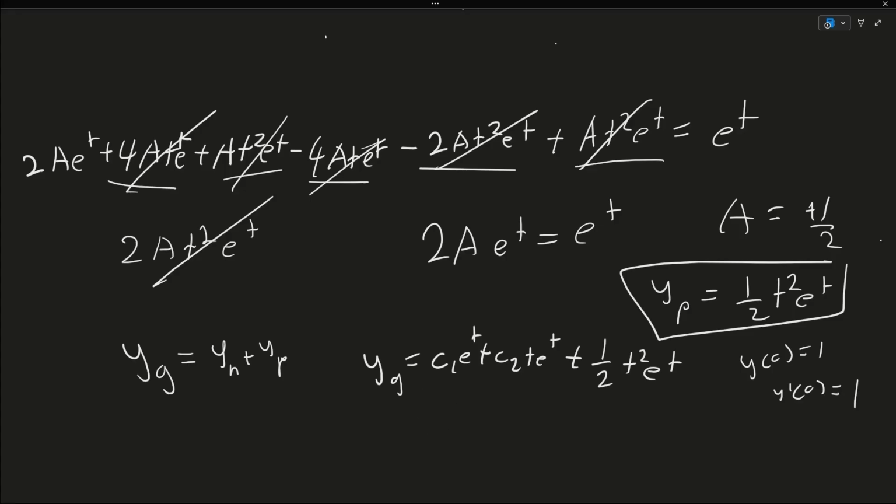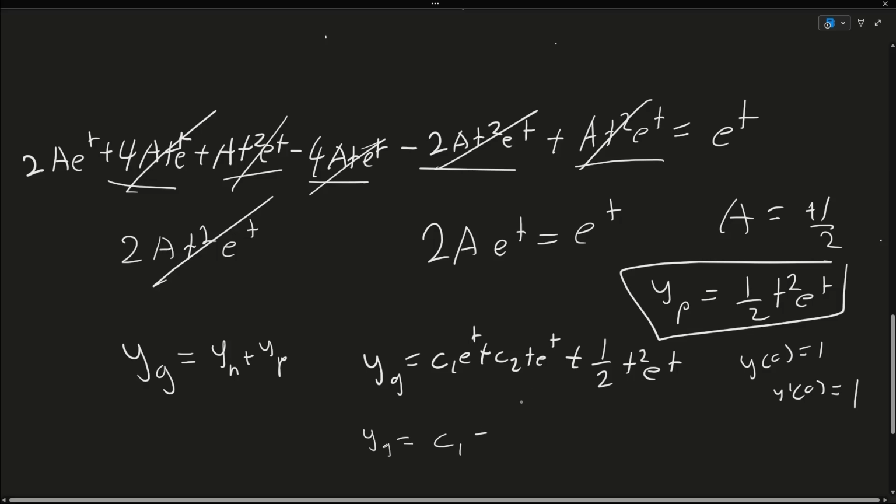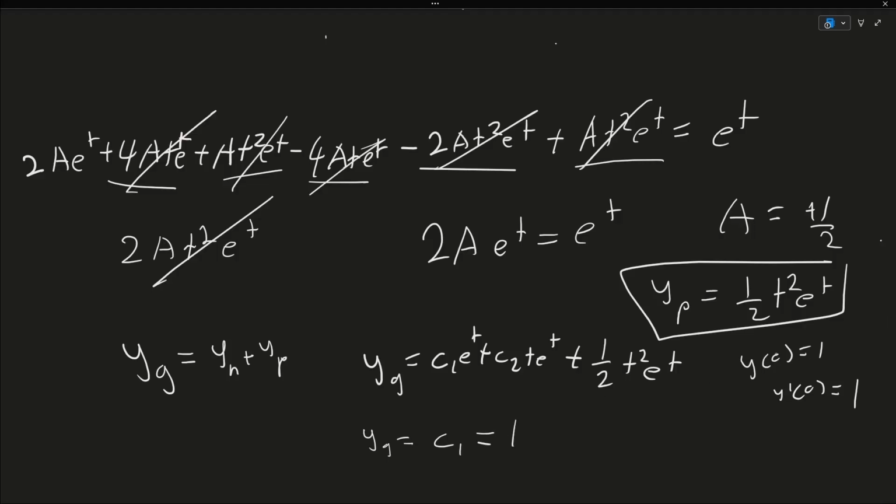So if we plug 0 into the general solution, we will have c1 because e to the 0 is 1, plus 0 because c2 t is 0, and we have a 0 here, so c1 is going to be 1 from this first equation. Now let's find c2.